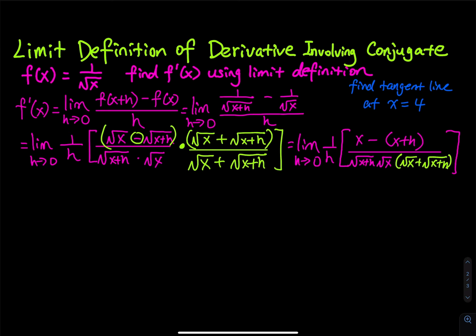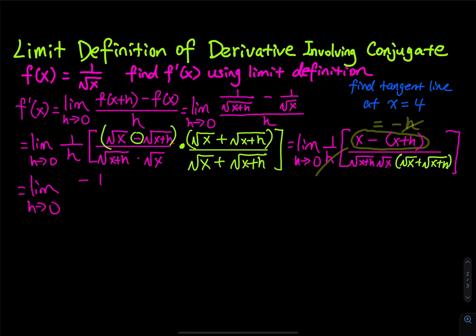I was doing it too fast. x minus x plus h. So that is equal to negative h, right? The top is equal to negative h. And then the bottom, this is an h. So get rid of the h, you have a negative 1 on top. Okay. Limit as h goes to 0. So now you have a negative 1 on top.